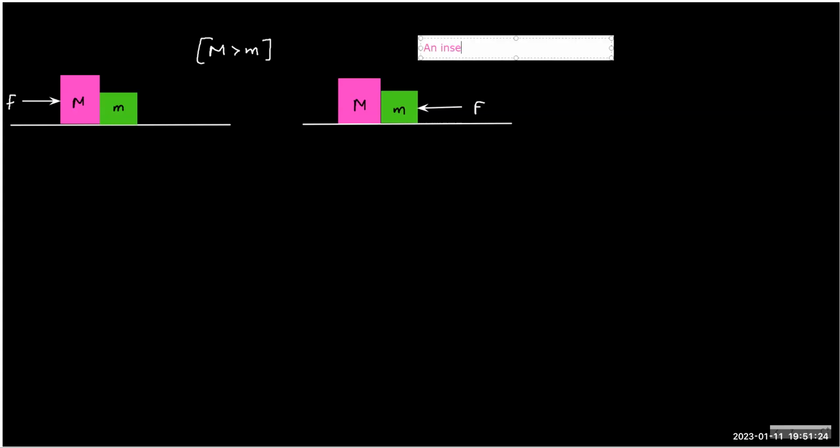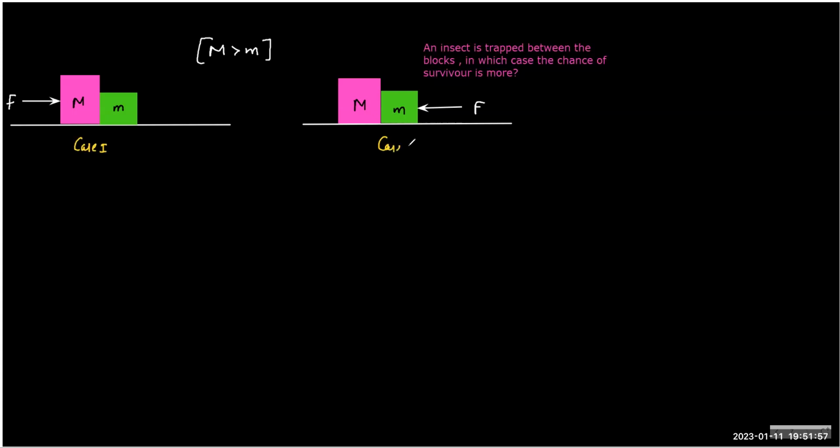An insect is trapped between the blocks, in which case is the chance of survival more? So this is what you are supposed to answer. This is case 1. So you have to answer this mathematically, not emotionally.